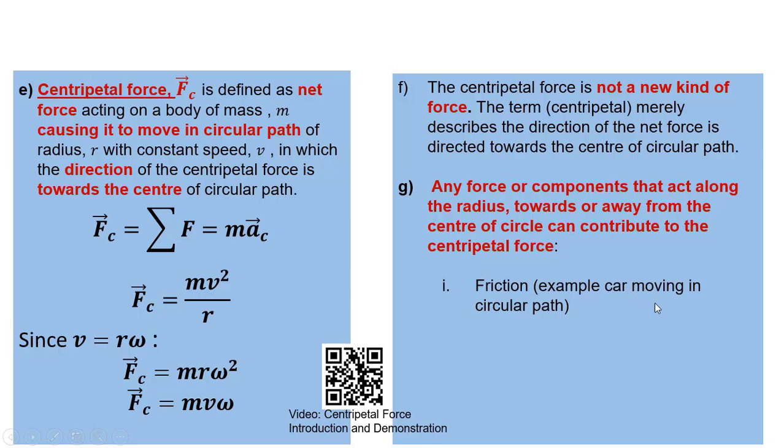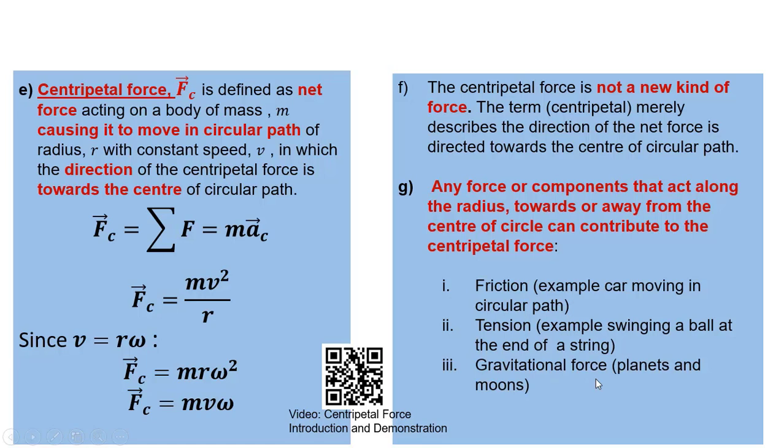A car moving in a circular path, the centripetal force is produced by the friction. Swinging a ball at the end of a string, the centripetal force is produced by the tension in the string. Moving of planets and moons in circular orbits, the centripetal force is produced by gravitational force.